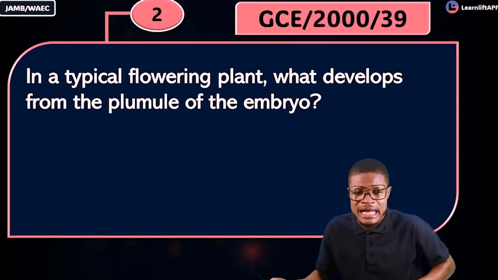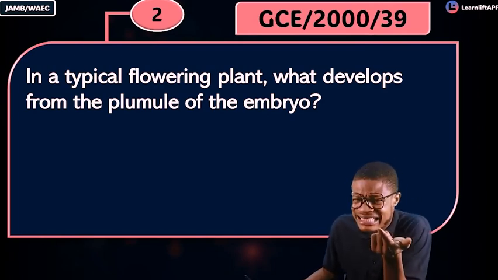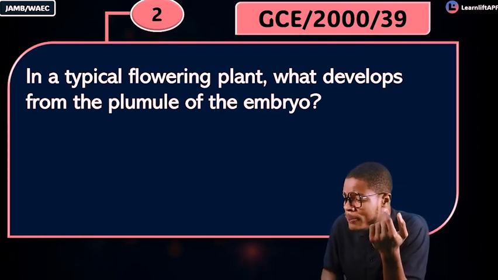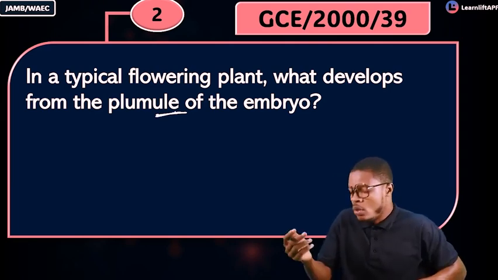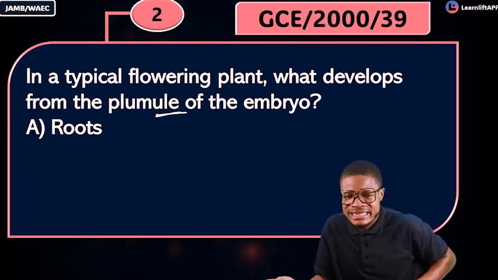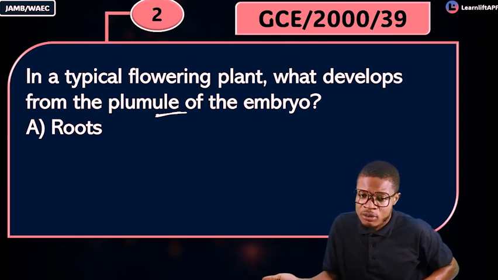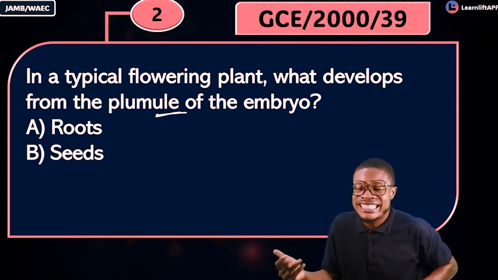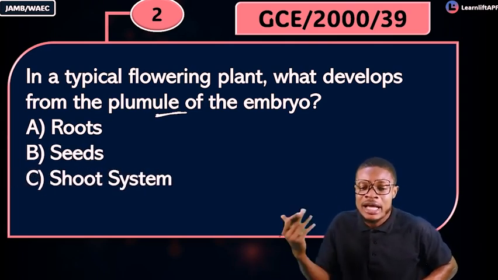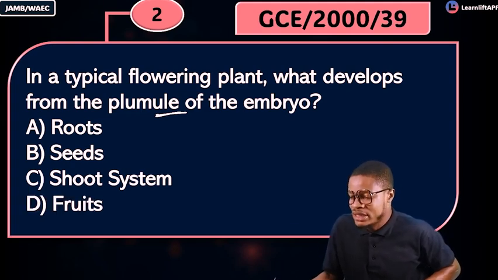And please, GCE 2000 question 39, they brought this sweet question that says, in a typical flowering plant, what develops from the plumule of the embryo? What will develop from the plumule? Option A says it is the roots that will develop from the plumule. Option B says it is the seeds. Option C, it is the shoot system. And then option D says it is the fruit.